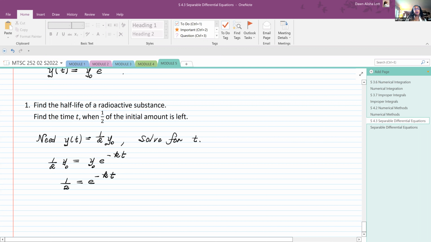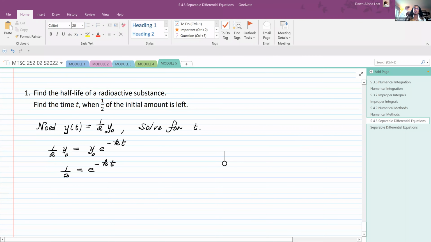Now, how can I get that t? t is in the exponent right now. I need t to come down. So what can I do to this to be able to get to the exponent?